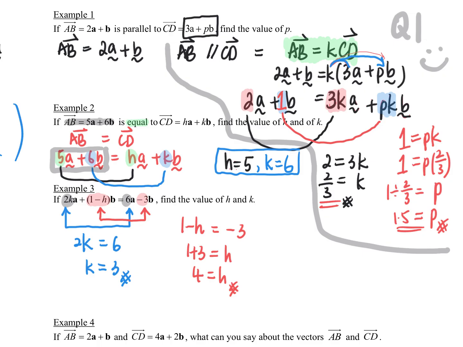I never leave that out. I compare this with this. They are equal. Minus H is negative 2. Then this one, I compare this with this. Because they are equal, these two numbers must be the same.